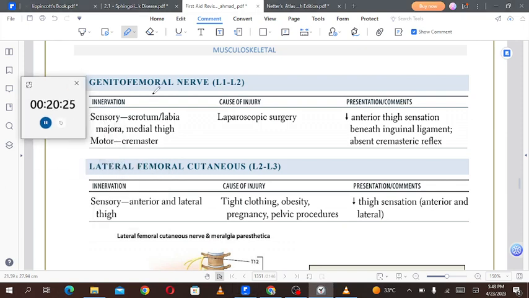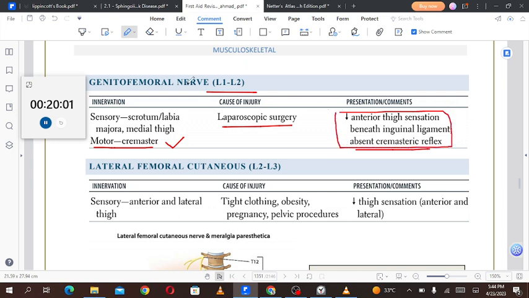Okay. Then we have the genitofemoral nerve. The genitofemoral nerve is coming from L1 to L2. Innervation is sensory to the scrotum, labia majora, and medial thigh, and the motor innervation is to the cremasteric muscle. In laparoscopic surgery, the genitofemoral nerve can be damaged. Presentation is decreased anterior thigh sensation beneath the inguinal ligament and absent cremasteric reflex. So the cremasteric reflex will be gone because that is mediated by the genitofemoral nerve.